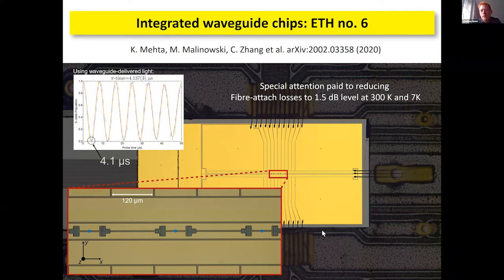So actually, Karen did a really great job of that. He was able to get these fiber attached losses, so that's the light coming from the fiber into the chip, down to the sort of 1.5 dB level. And it maintained that, and that's really a very high degree of alignment, all the way down from 300 to 7 Kelvin.